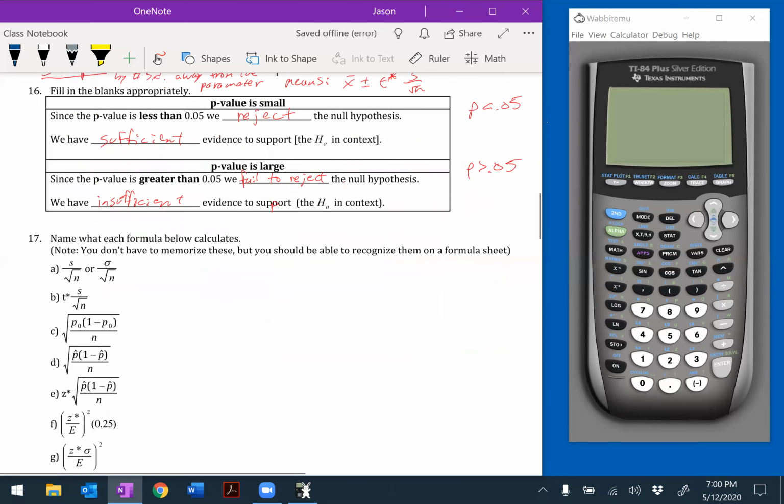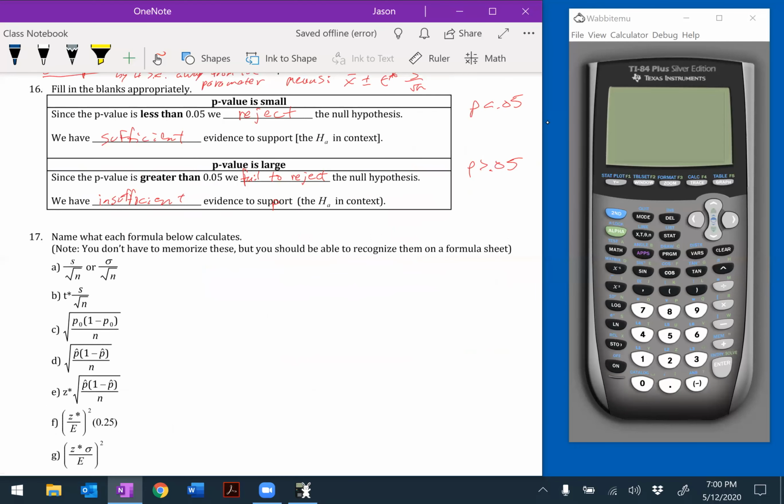Okay, name what each formula below calculates. Note, you don't have to memorize these, but you should be able to recognize them on a formula sheet. And I did provide these on a formula sheet for you. S over the square root of N or sigma over the square root of N. Well, that's standard error for means, depending upon if sigma is known or if sigma is not known.